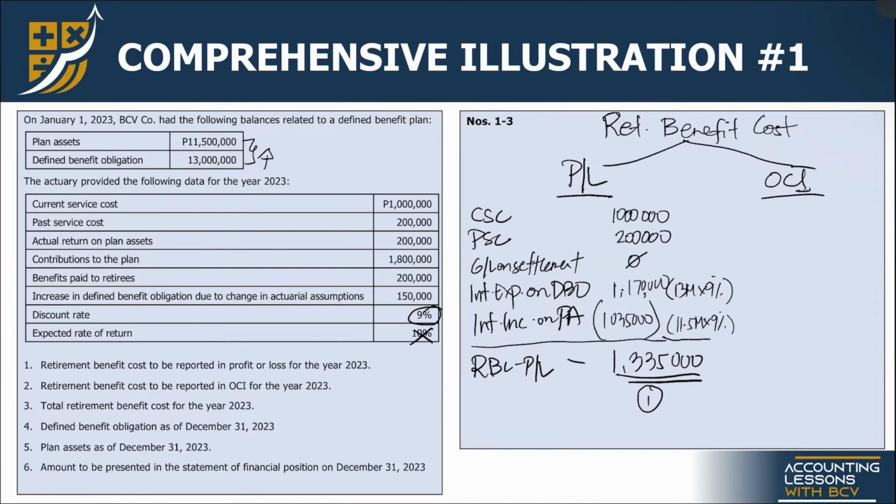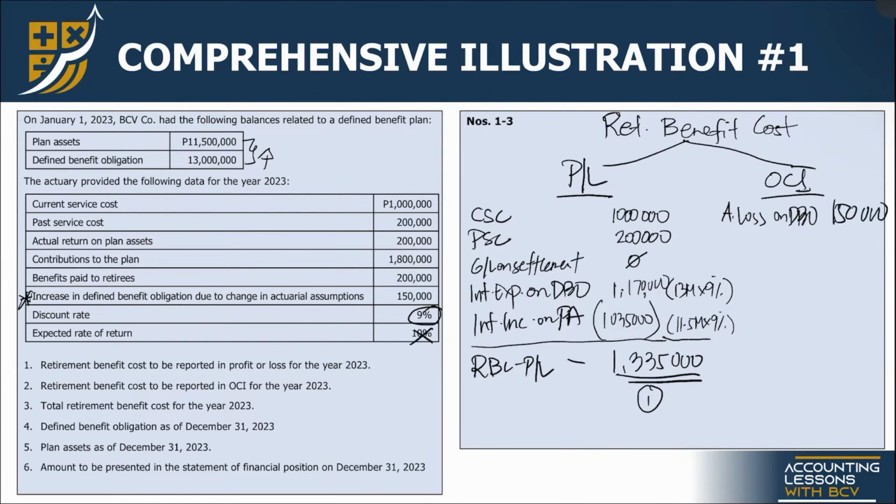1,335,000. Number 2, OCI naman daw. Okay. So, alamin lang natin kung may actuarial gain or loss kay DBO at kay plan assets. No? Sige. So, DBO, may indicator ba kung meron siyang actuarial gain or loss? Yes, sir. Merong sinabing increase in DBO due to change in actuarial assumptions. Pag nag-increase ang DBO, ano siya? Actuarial gain or loss? Answer, it is an actuarial loss. No? So, actuarial loss on DBO, that will be 150,000.